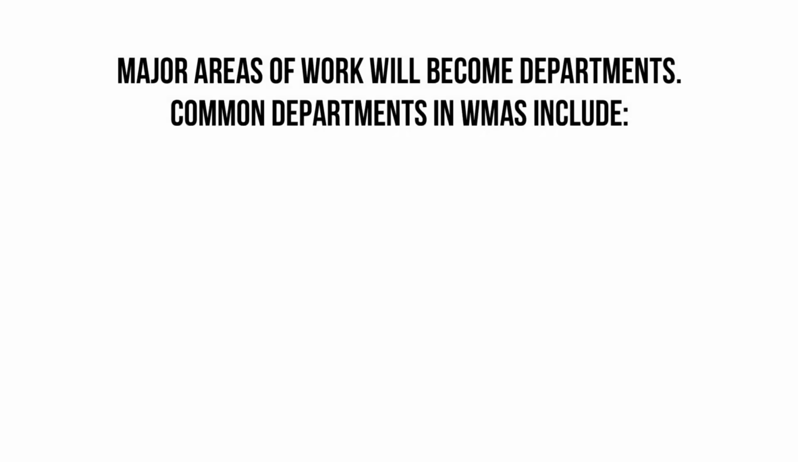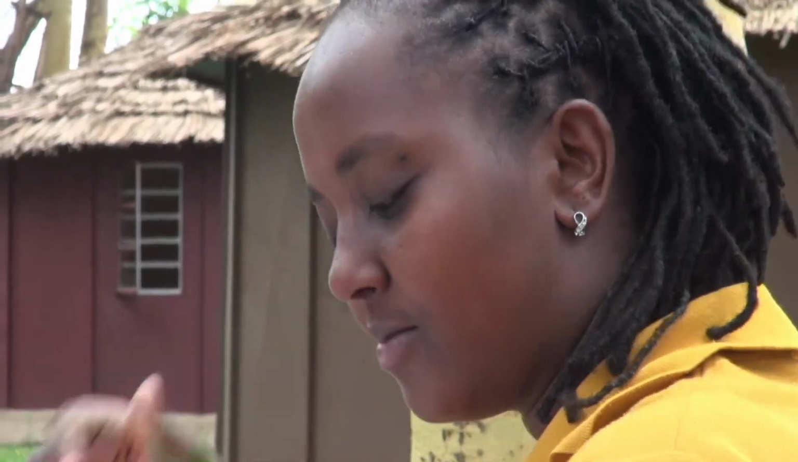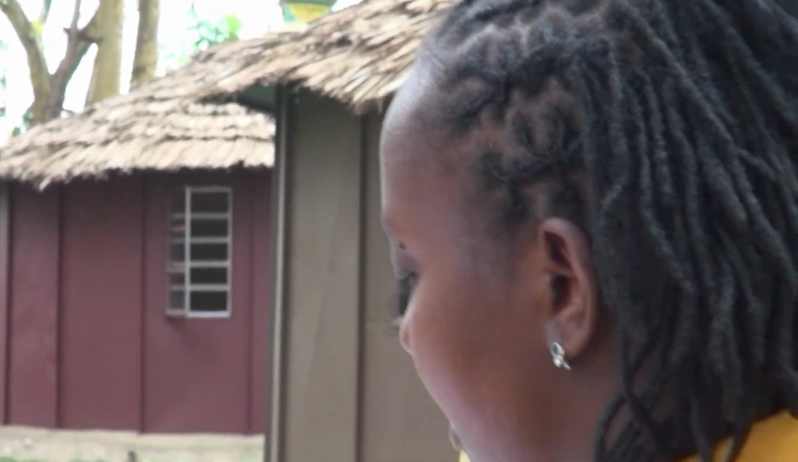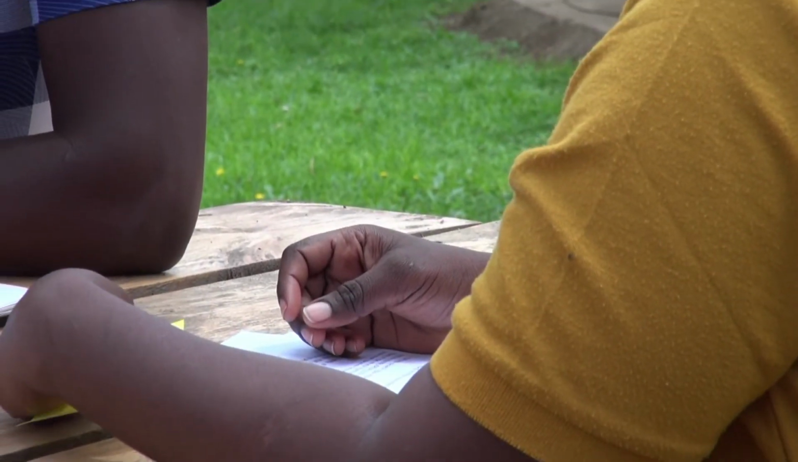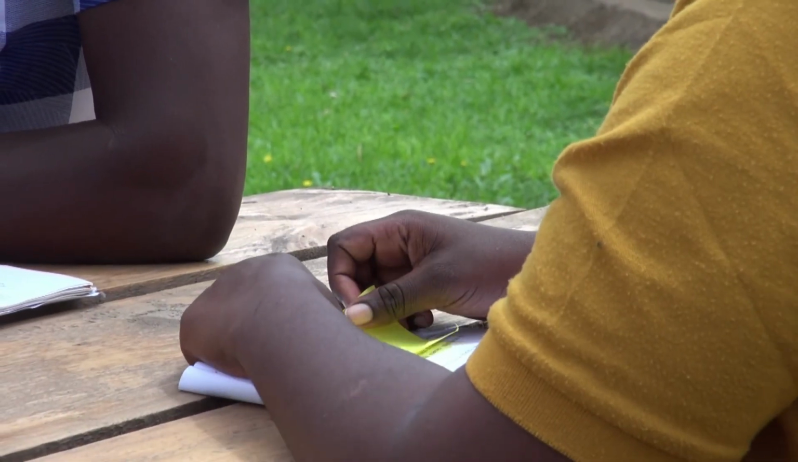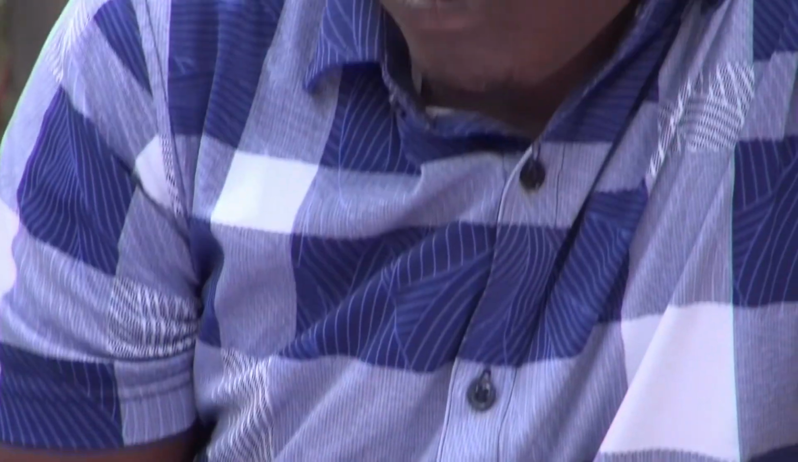Major areas of work will become departments. Common departments in WMAs include finance and administration, protection, enterprise development, including tourism, and lastly, community development department. You can have more than one department assigned to one person. In fact, you can have several areas assigned to one person. It all depends on how many people are in that department and what the activities look like.